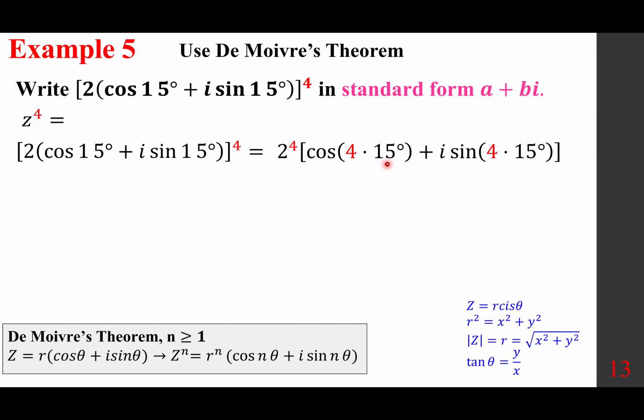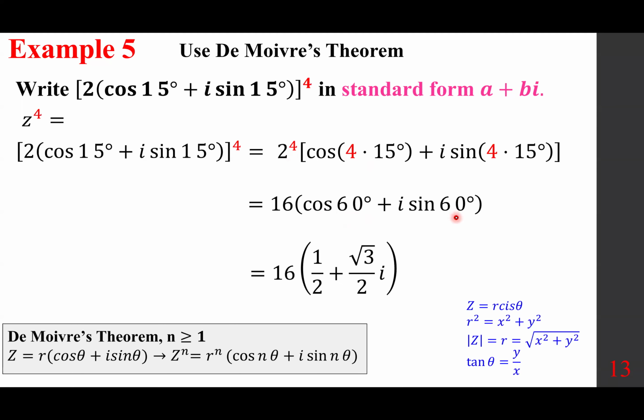So 4 times 15 makes it 60. 2 to the power of 4 makes it 16. This is 16. This is 60. And 60 happened to be a common arc. Cosine is 1/2. Sine is square root of 3/2. And when you multiply by 16, this becomes 8. This becomes 8 square root of 3i. So I hope you see how easy we can raise this to a power using De Moivre's theorem in polar form.